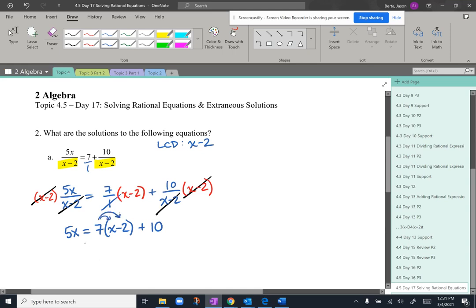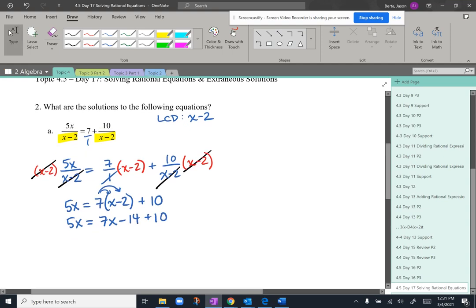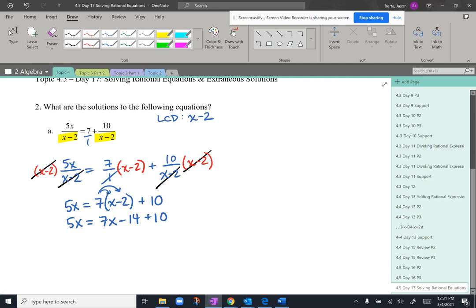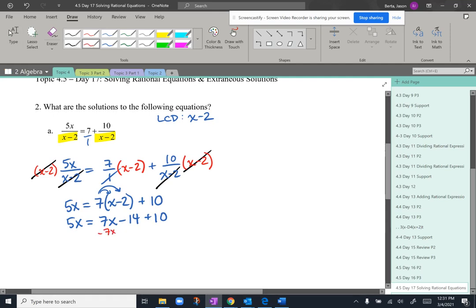Let's go ahead and distribute this 7. And when I do that, I have 7x minus 14 plus 10. And now it's just a matter of solving this algebraic equation. I'm going to subtract 7x from both sides. When I do that, on the left side, I have a negative 2x. And on the right side, I can simplify the minus 14 plus 10 to a negative 4.